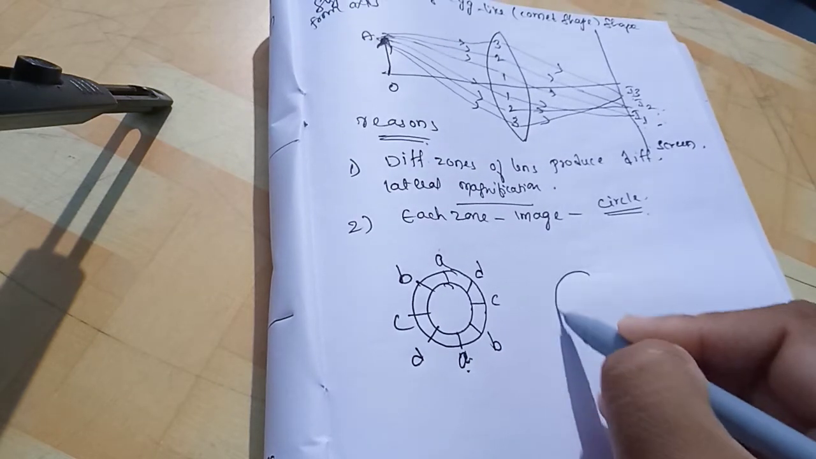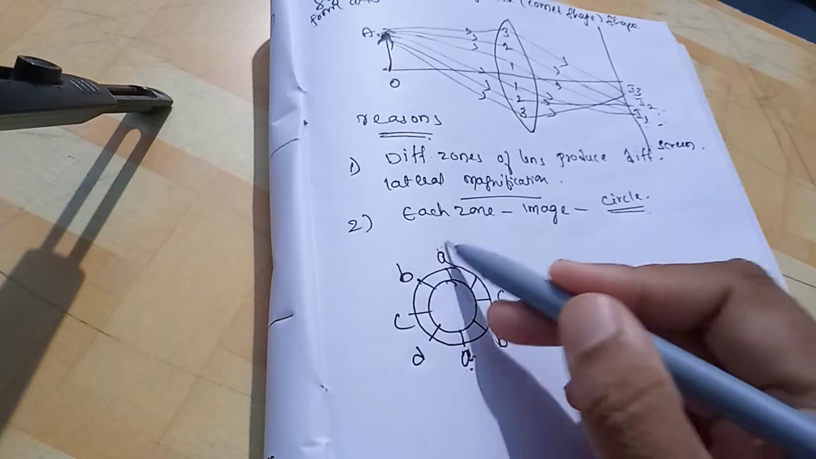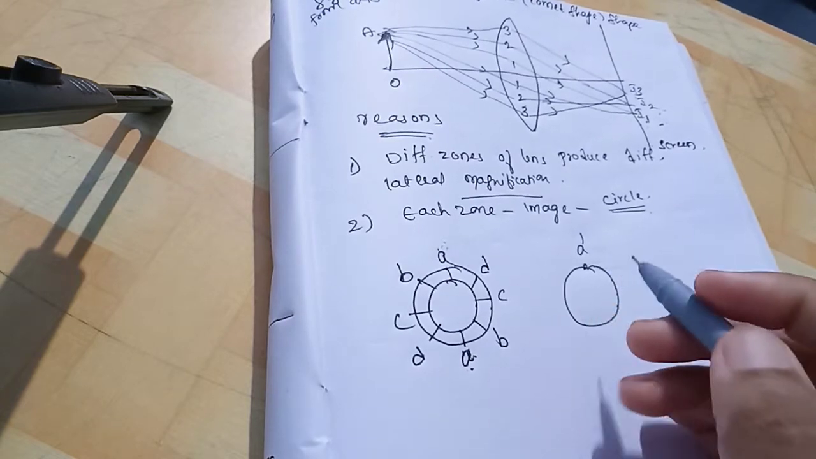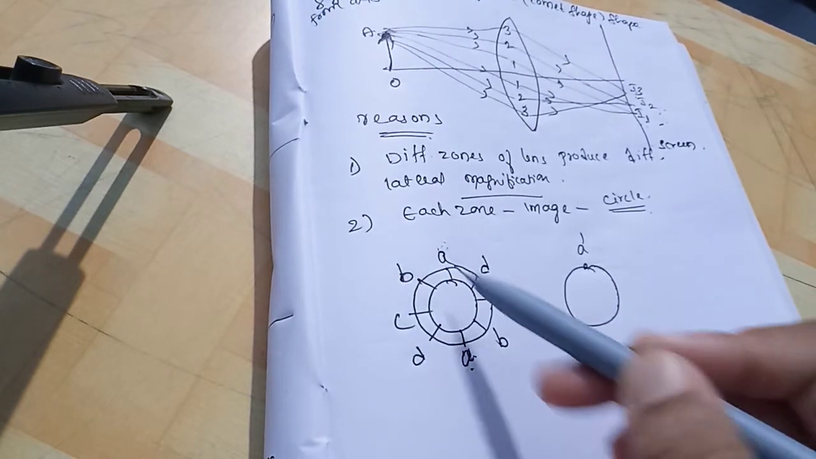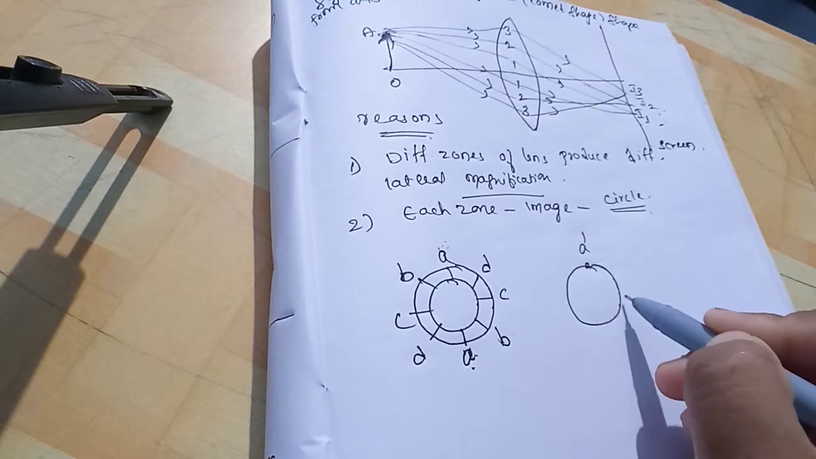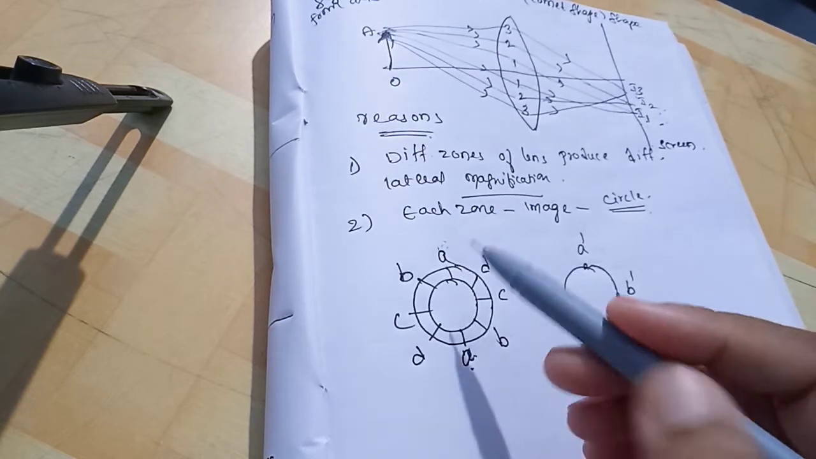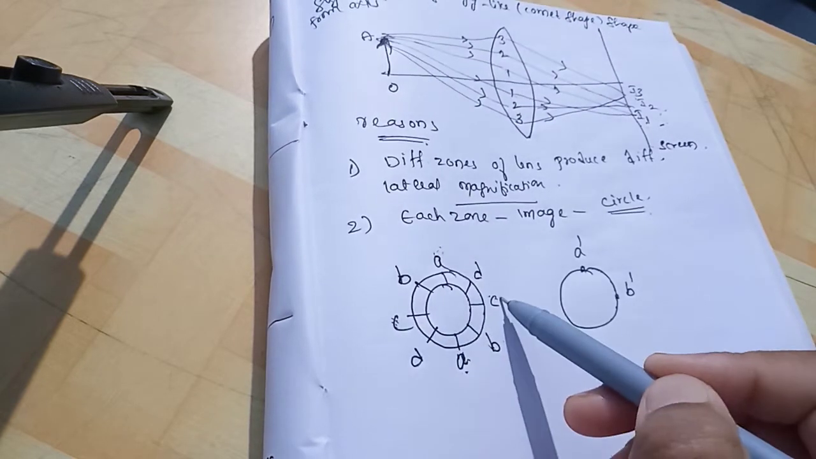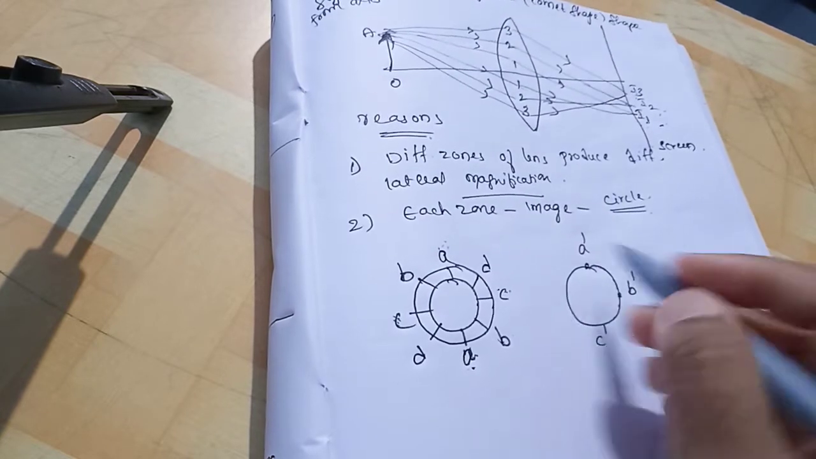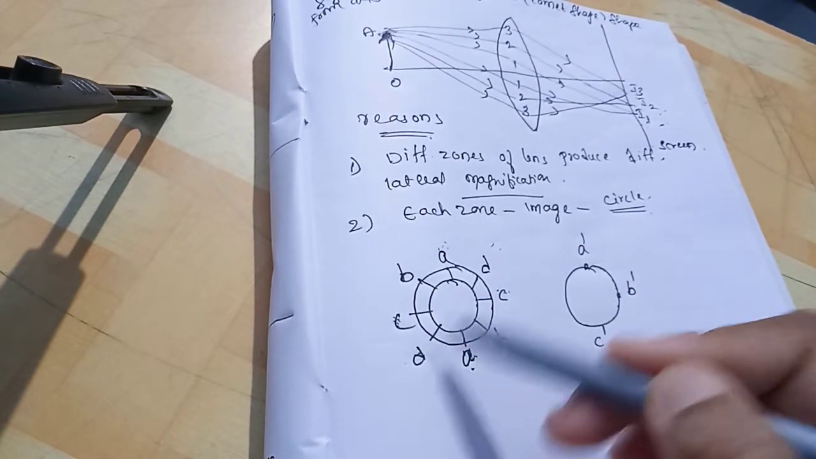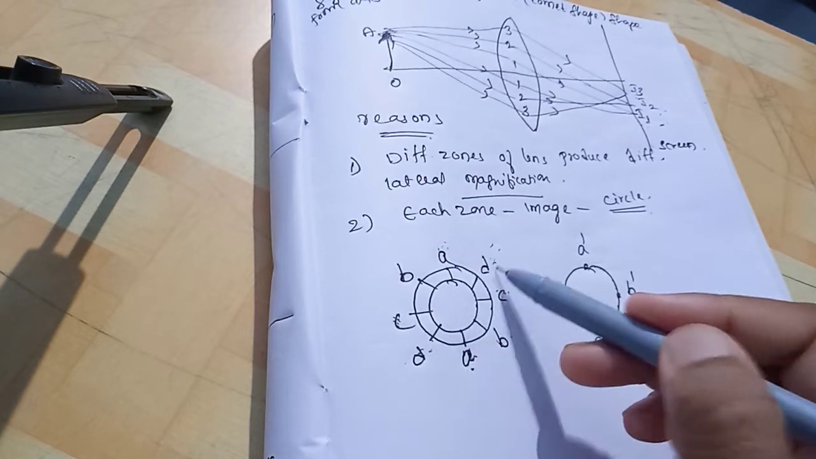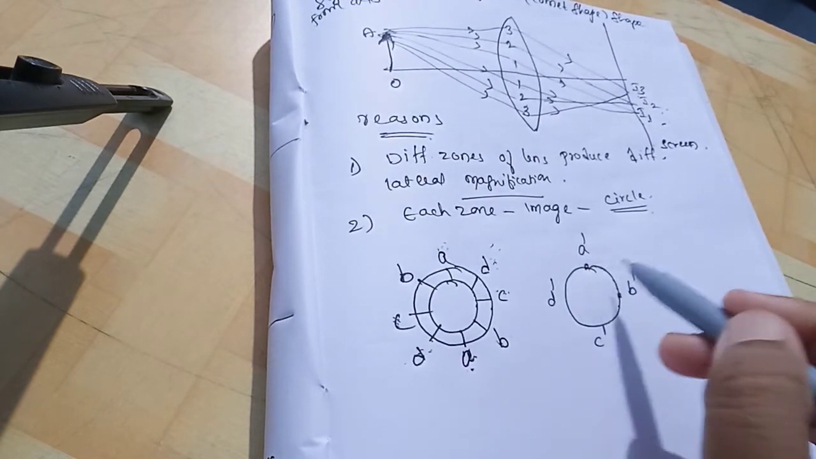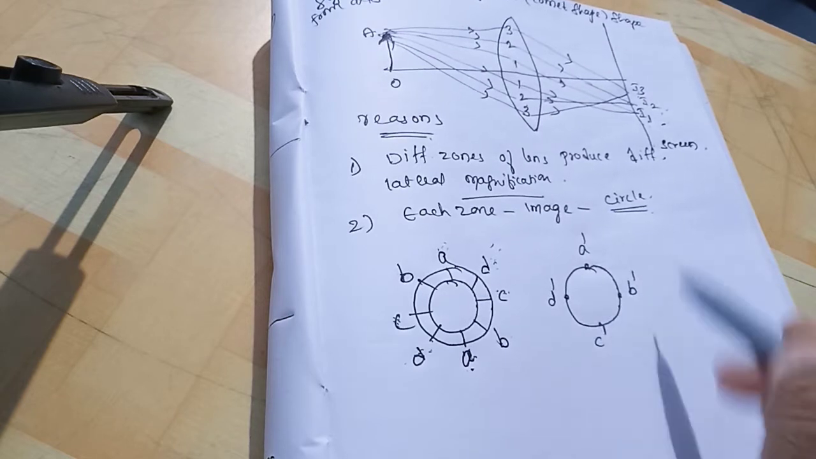Now the rays passing through diametrically opposite points AA focus at A dash. The rays passing through diametrically opposite points BB focus at a point B dash. The rays passing through diametrically opposite points CC will focus at C dash. Similarly, the rays passing through diametrically opposite points DD will focus at D dash. And all these points lie on a circular path.